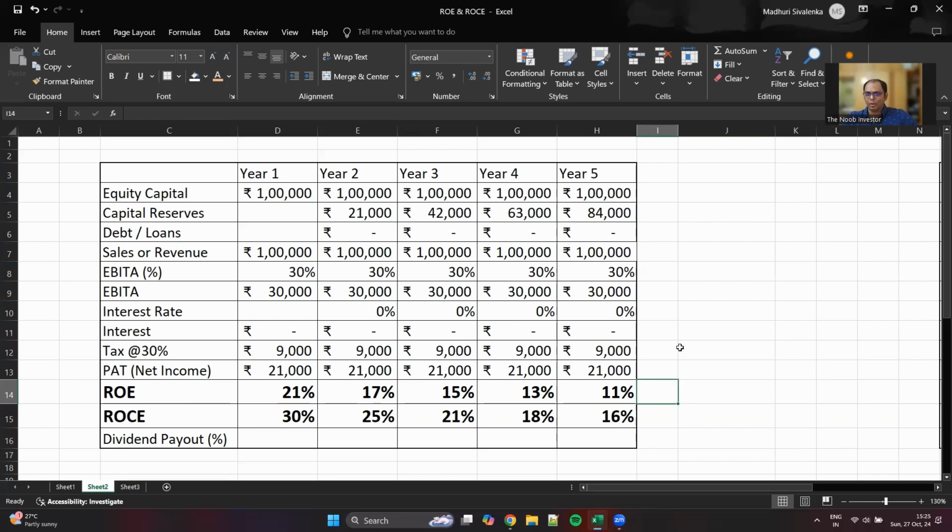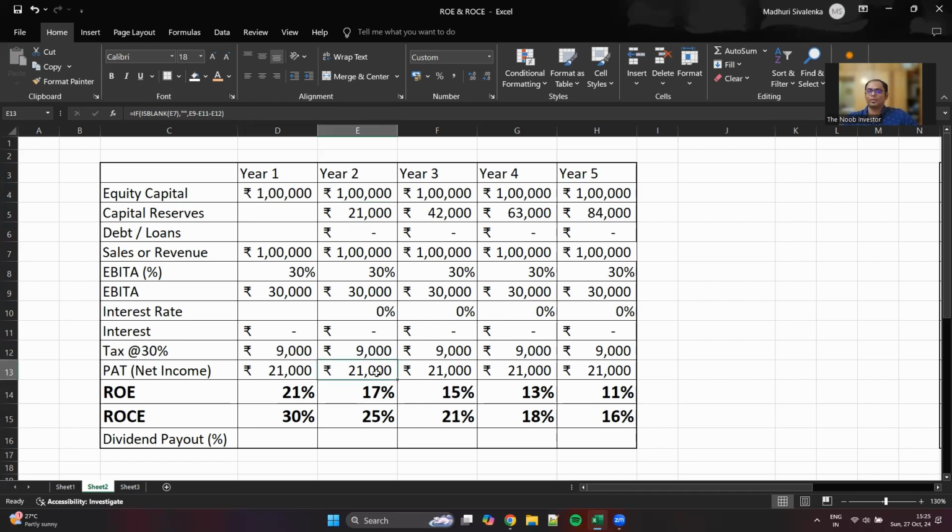So now what happens in a business is, let's say first year I made 21,000 rupees as profit. Now this profit is liable to be given to the equity shareholders, right? So that is why it gets added to what is called capital reserves. So that is why now your total capital is not 1 lakh in year one. Your total capital actually is 1,21,000. And on 1,21,000, you are still only getting 21,000 rupees.